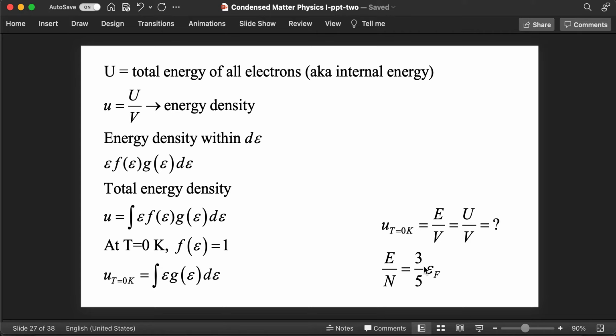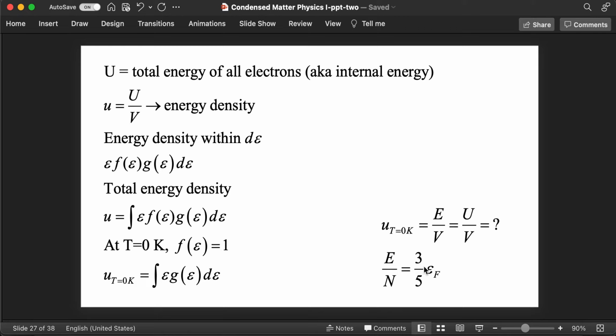And if I want to find the energy density within the dE, then the most general expression will be the energy E into the fractional occupation f of E into dN. dN is basically G of E dE. So the number of particles dN into the fractional occupation into the energy E. So the energy density within the dE will be E times f of E into G of E dE. And if I integrate that over all possible values, I will get the total energy density.